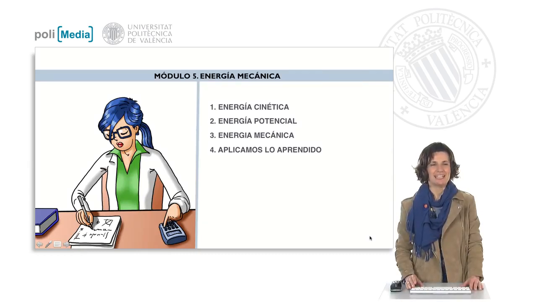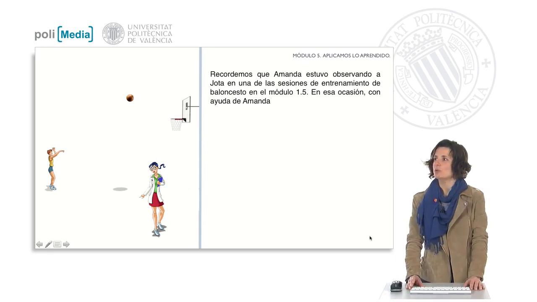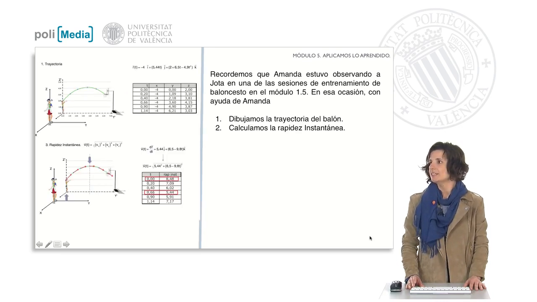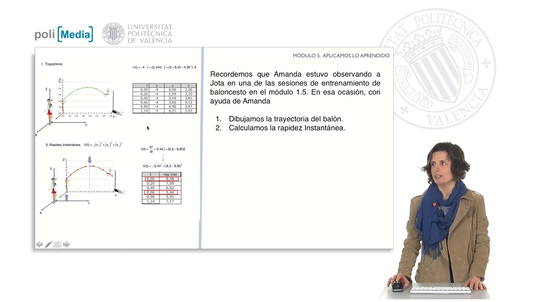Hi everyone, in today's class we are going to apply everything we have learned in this mechanical energy module. Recall that Amanda was observing Jota in one of the basketball training sessions in Module 1.5. On this occasion, with Amanda's help, we draw the trajectory of the ball, remembering that we did it from the position vector, calculating the three components x and z for each of the time instants. We represented these components graphically and obtained the trajectory.